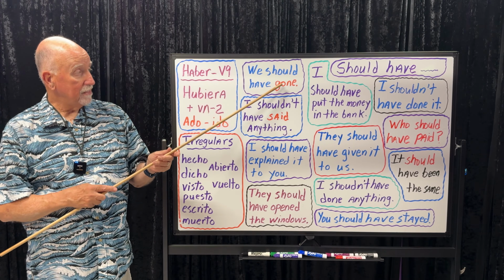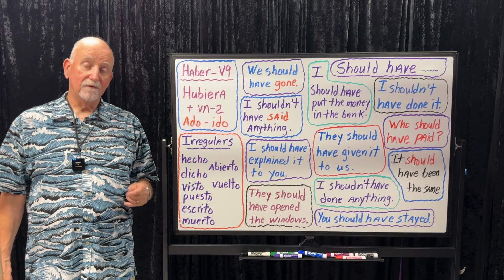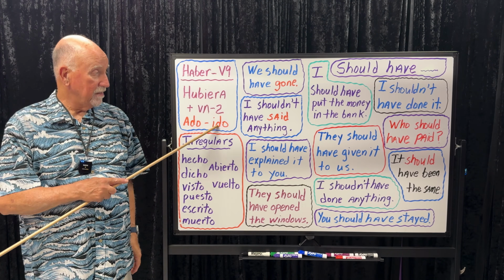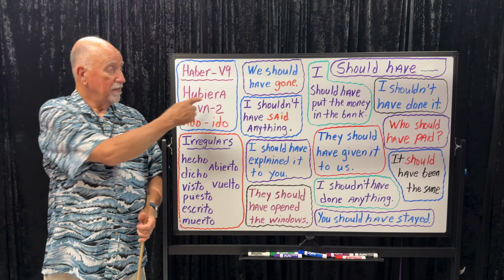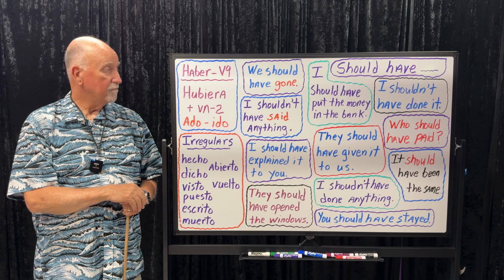We should have gone. Well, ir is the verb to go. How do you form a past participle? You take the infinitive ending off, which is IR. Here it leaves nothing, but it's an IR verb, so you pick up ido. We should have gone, put an MOS. Hubiéramos ido. That's it. Accent on the E.